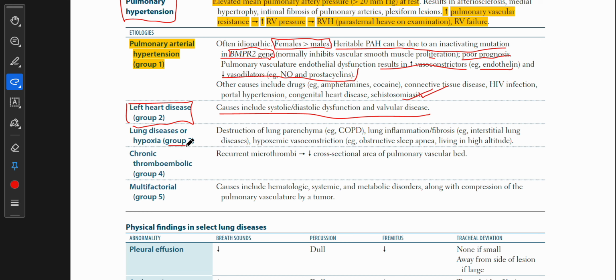Group 3 is lung disease or hypoxia. So destruction of lung parenchyma, for example in COPD or chronic obstructive pulmonary disease, and also lung inflammation or fibrosis like interstitial lung diseases or restrictive lung diseases. There is hypoxemic vasoconstriction. It's in obstructive sleep apnea and also living at high altitude, right? Basically, in acute mountain sickness, hypoxemic vasoconstriction will lead to increased hydrostatic pressure and also edema. So acute pulmonary edema occurs in acute mountain sickness, right? That is an off note, that is a bonus point for you.